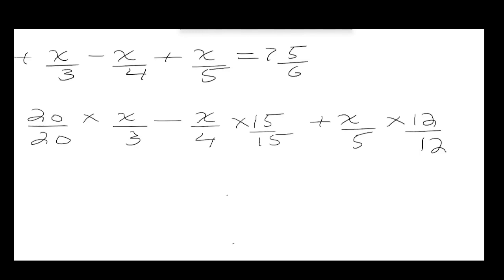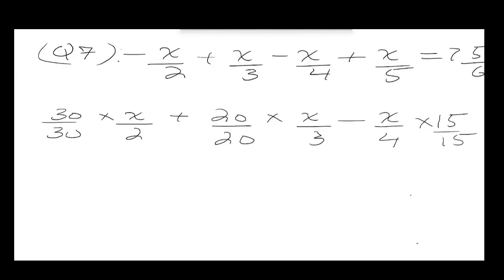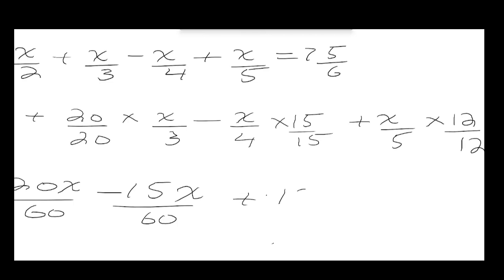And now what is this equal to? This will be equal to 7 whole 5 by 6. We'll just change that in the end. So here we are going to write 30x divided by 60 is equal to 20x divided by 60. And I forgot to mention, this won't be equals, this will be positive. After that, here we have 15x, so we can write negative 15x divided by 60 added with 12x divided by 60, and that is equal to 7 whole 5 by 6.